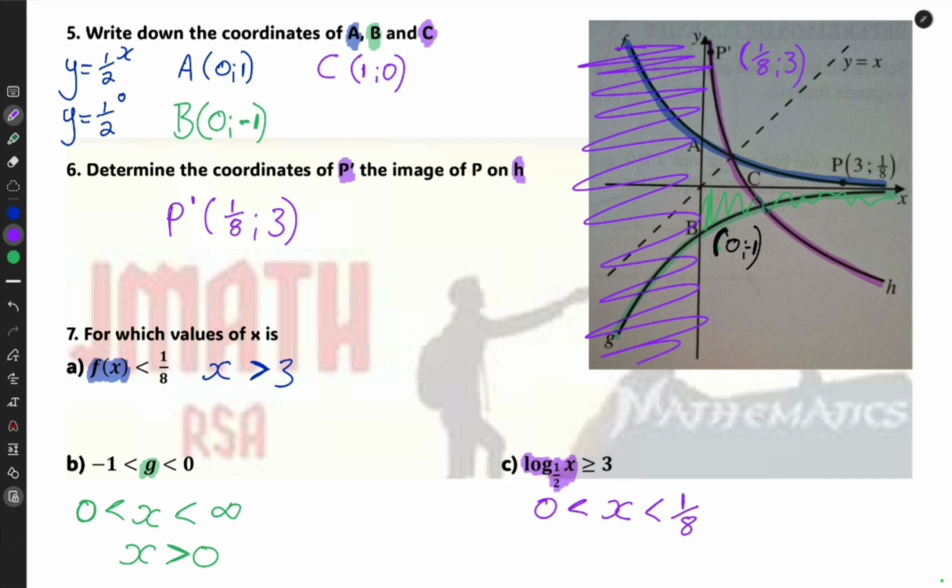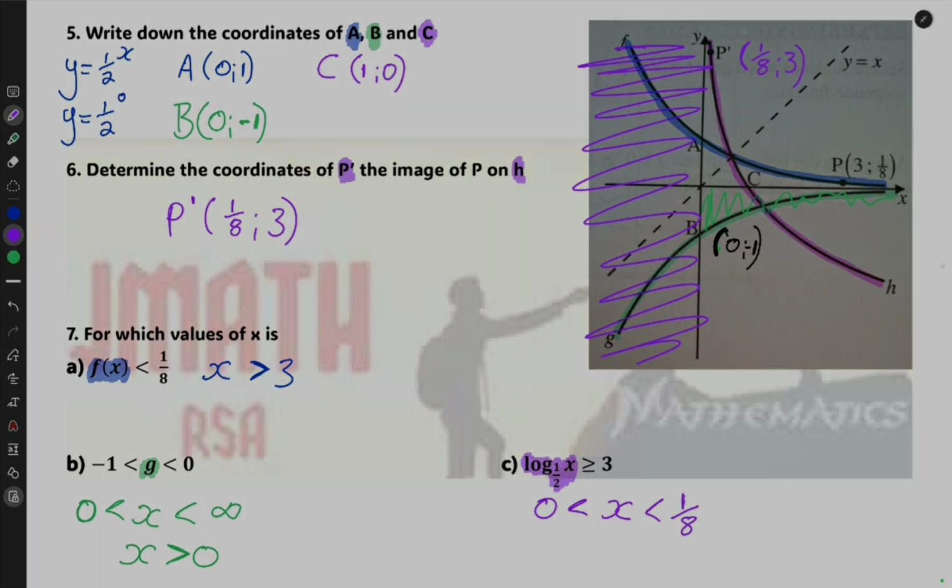Okay guys, we ended on a really complicated note, but I hope it makes sense. If it doesn't, please leave me a comment and I'll do a special video just on these inequalities. But the rest of it I don't think was too bad. It's only question 7 that was a bit challenging.